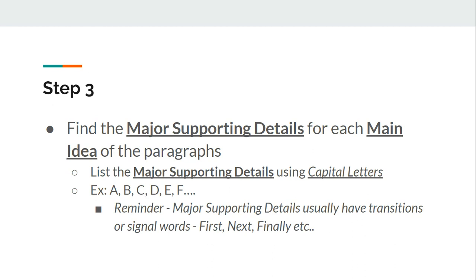So again, major supporting details are usually transitions. But we're going to be looking at a sample soon, and you'll see what I mean by sometimes the main idea has the transitions. So this is just step 3. You're going to find the major supporting details, and they are going to use capital letters to identify them.